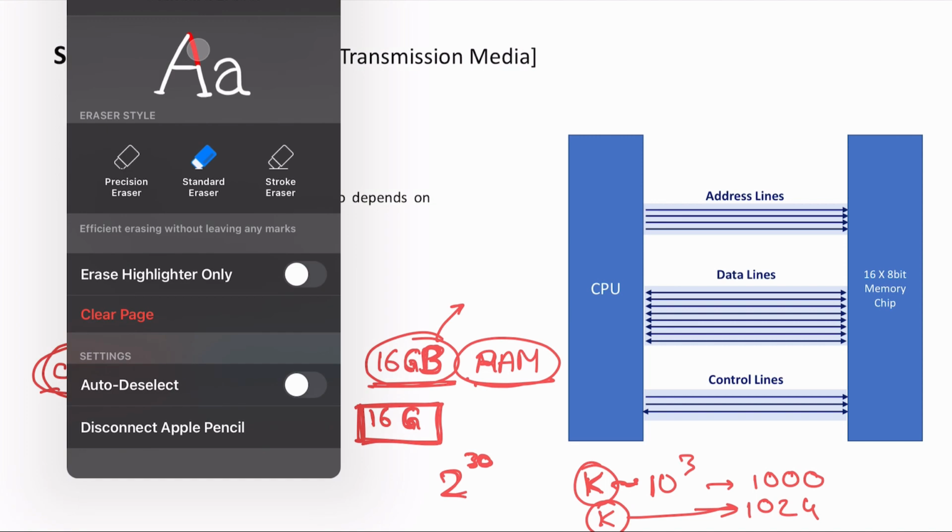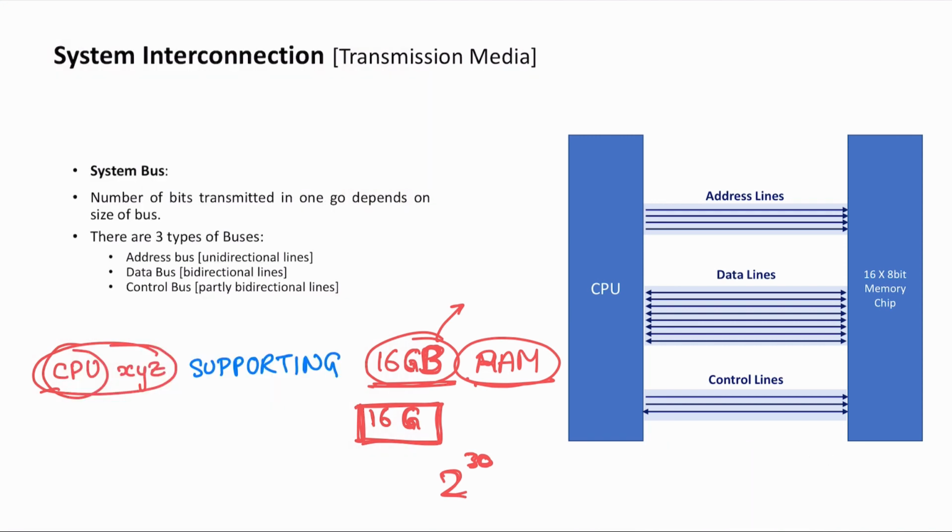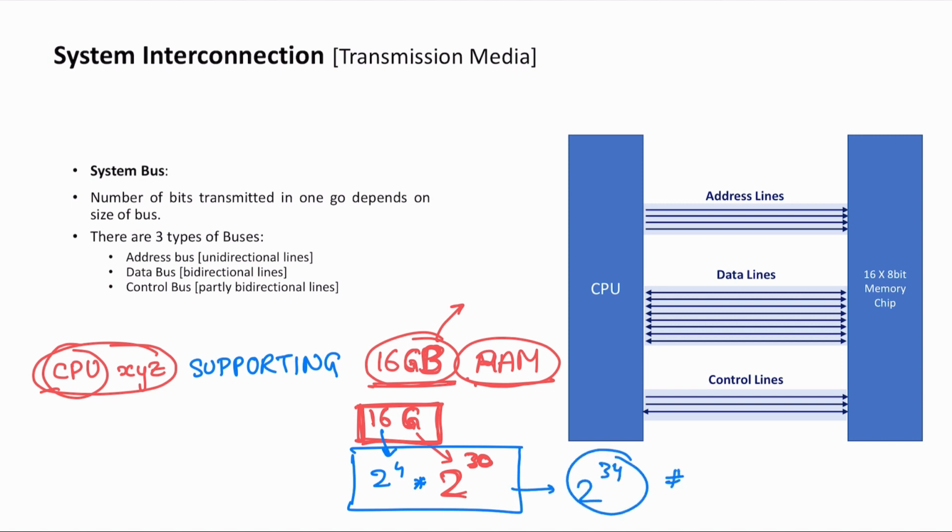Just a second. Yeah, okay. So G means 2 to the power 30 and 16 means 2 to the power 4, right? 2 to the power 4 into 2 to the power 30, that is, there are a total of 2 to the power 34 cells in this RAM, okay, and the size of each cell is 8 bits, that is 1 byte, okay.